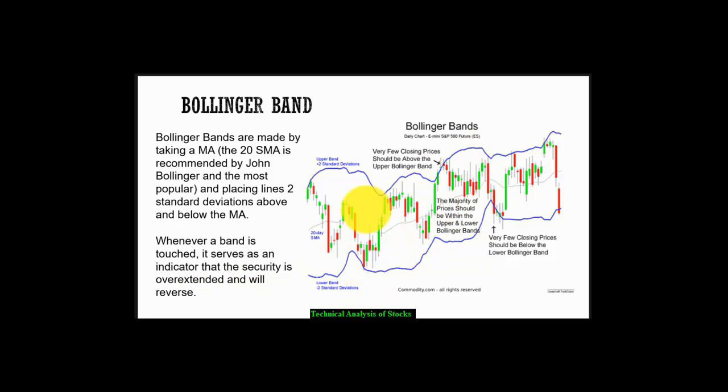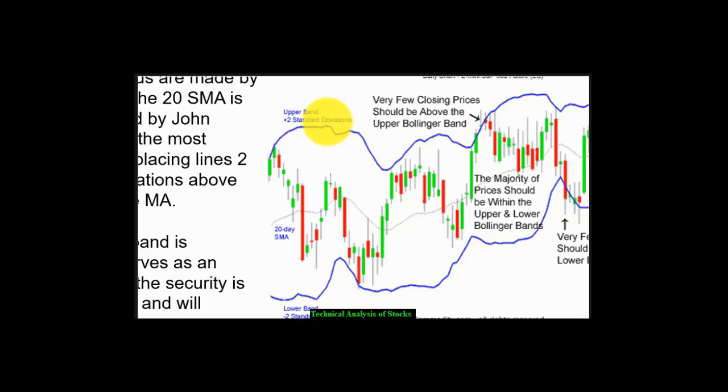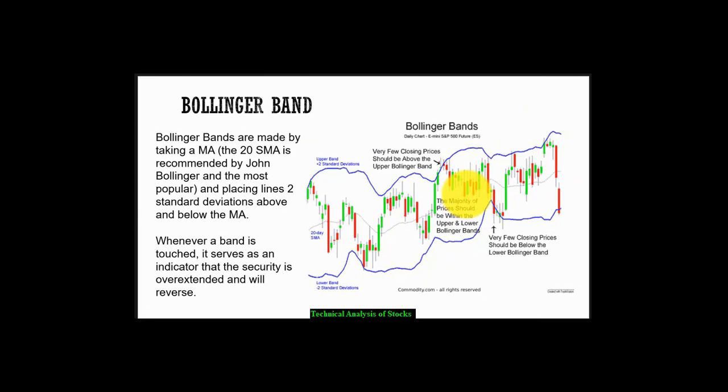So here, as you can see in this chart, this line indicates the +2 standard deviation and the lower line indicates -2 standard deviation, and this small dotted line indicates the 20-day simple moving average. When this band gets narrowed down, it is expected that the trend is going to be reversed. Normally, very few closing prices should be above the upper band and below the lower band. Majority of the prices should be within this band.